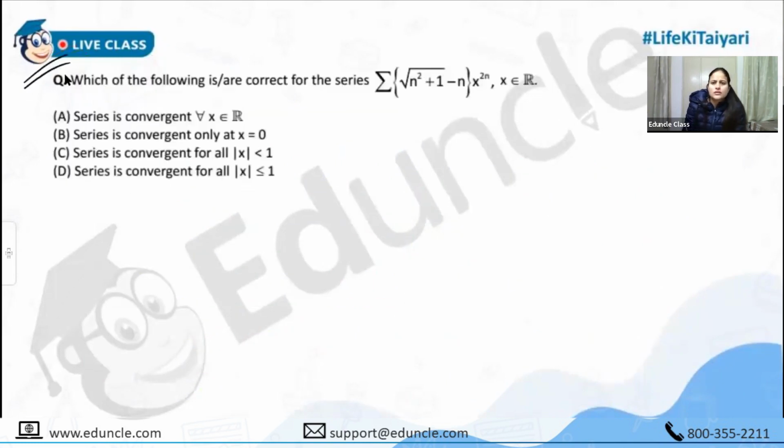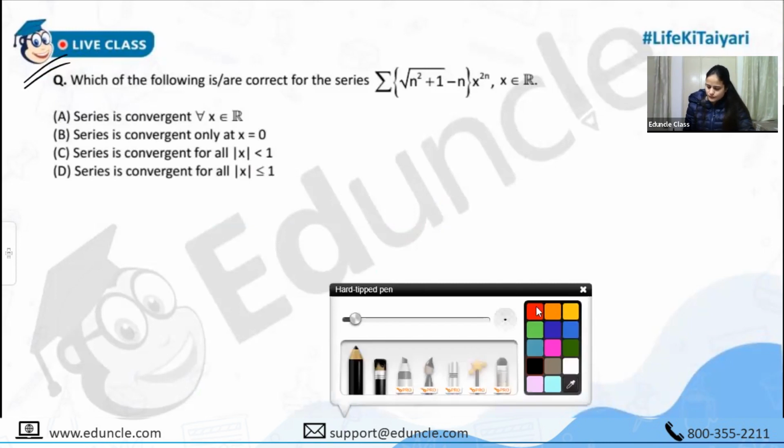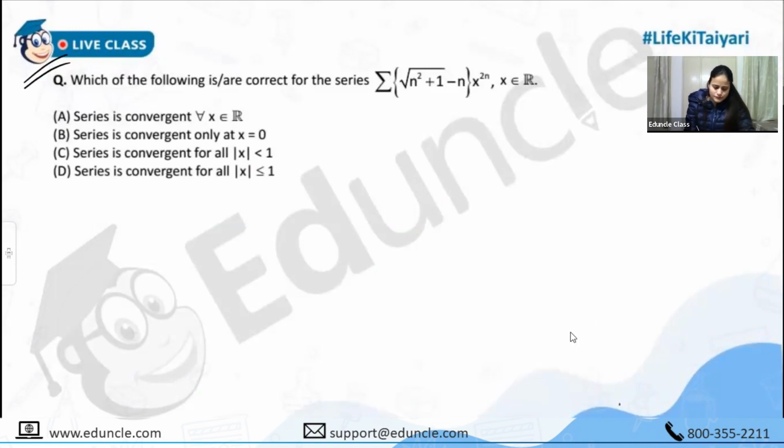Chaliye ji. So here is our next question. Chalo, which of the following is or are correct for this series? X is in R. Theek hai, okay. See, X is in R, but I am having X to the power 2n. X to the power 2n, that means it is what? It's a positive number, and this number is already positive. So this entire number is greater than 0 for every n and for every x. So I can use here the test for positive term series.